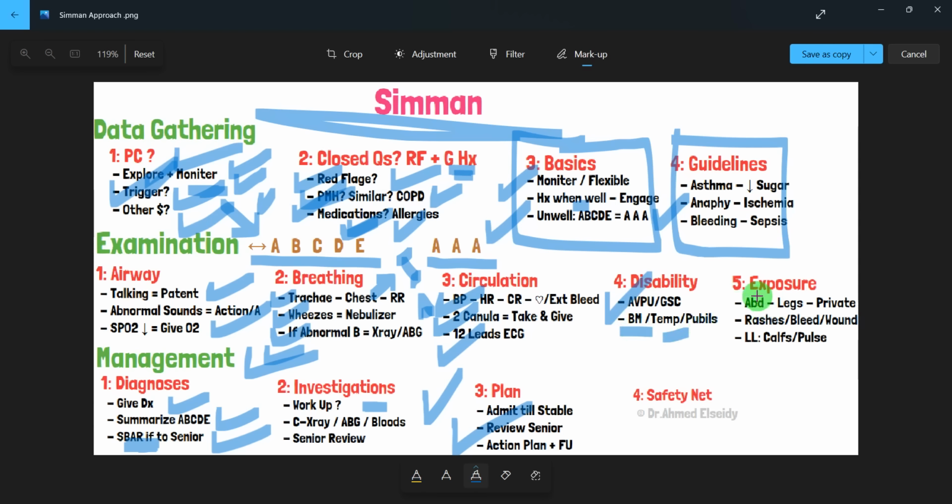Exposure, to look for the other areas that you haven't seen yet. Abdomen, for example, legs, private area if there was a problem with them, because you are looking for rashes or bleeding or wounds. And please finish your station by being structured. Give the Simman or the nurse or the examiner, depending on the task, what they are asking you to do, give them your diagnosis, your assessment, and your plan to move forward. I hope it does make sense.